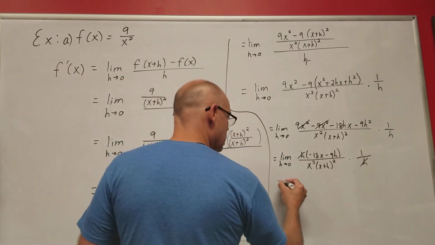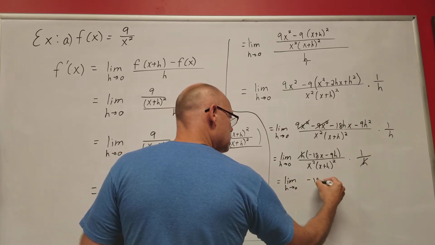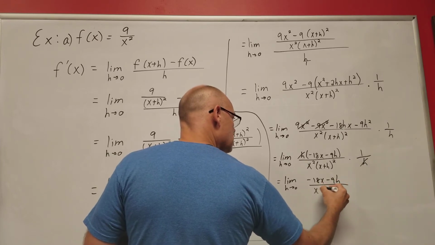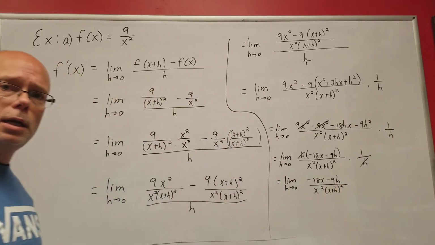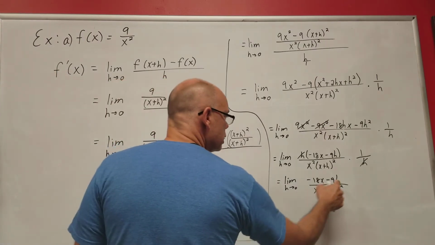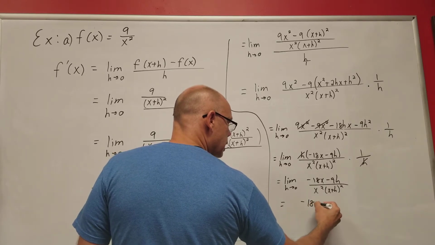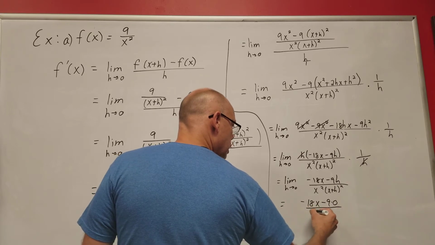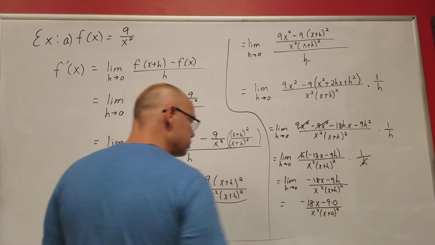Let's see what we have left. We have the limit as h approaches 0 of (-18x - 9h) over x squared times (x + h) squared. Now, can I evaluate this limit? Can I plug in 0 for h and be okay? I sure can, so I get (-18x - 9 times 0) over x squared times (x + 0) squared.